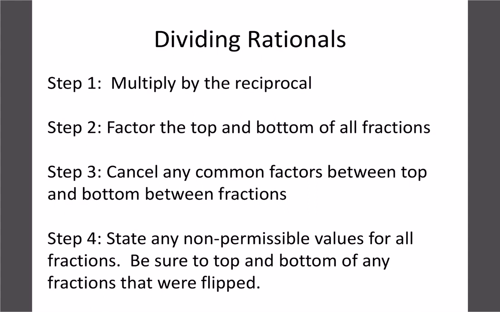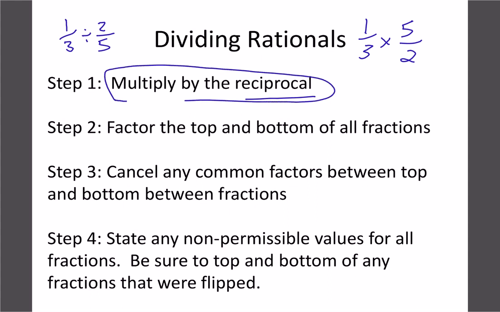So remember, with fractions, if I gave you 1/3 divided by 2/5, when you do these in junior high, what you would do is you'd rewrite it as 1/3 times 5 over 2. So the first step then is anytime you have a dividing, we just basically want to multiply by the reciprocal. So flip that second fraction. After that, it basically becomes the same as a regular multiplying question. So factor everything, cancel all your factors, do your non-permissibles.